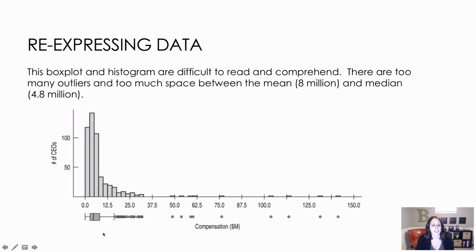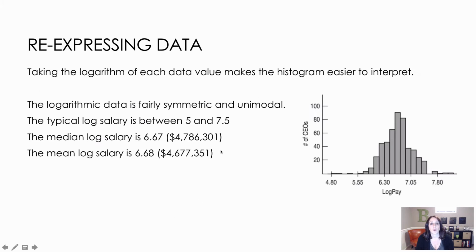So looking at this box plot here and the histogram, as you can see, I have a ton of outliers. All of these values here are outliers. There's just a lot of them. And so this histogram and box plot don't really give me a good sense of the data. So what I can do instead is take the data and re-express it using, say, a logarithmic function or an exponential function or something to that effect.